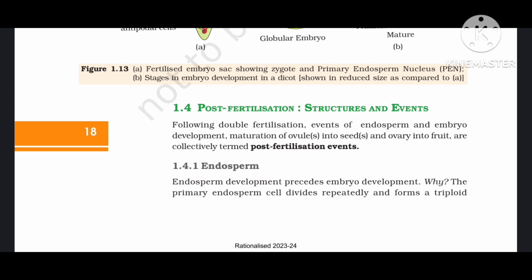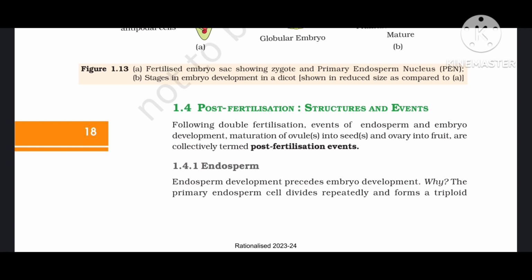1.4 Post-fertilization structures and events. Following double fertilization, events of endosperm and embryo development, maturation of ovule into seed and ovary into fruit are collectively termed post-fertilization events.